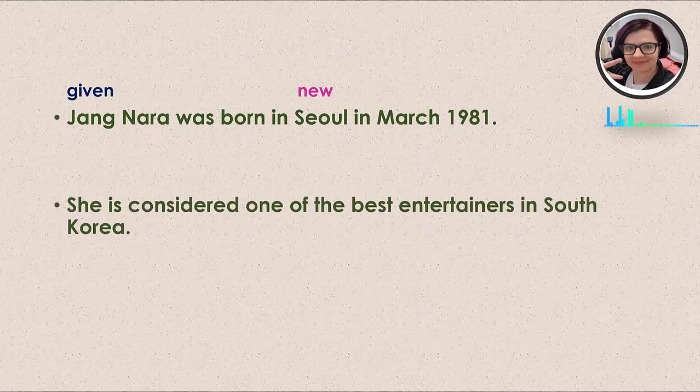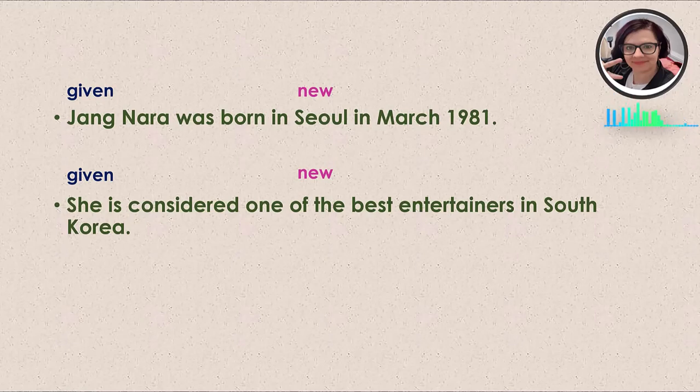The next sentence in our text, she is considered one of the best entertainers in South Korea. She is given information. Actually, she is an anaphoric reference to young Nara. You can see here how a cohesive device like anaphoric referencing actually helps us with referring back to given information. The new information is that she is considered one of the best entertainers in South Korea. And if you look at the rest of the text, you will see that this bipartite structure is kept throughout it. Given plus new information.